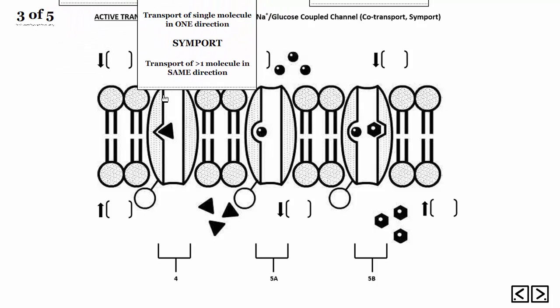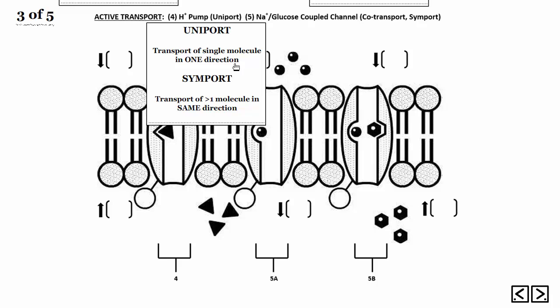So the first one is the hydrogen pump, and this is an example of uniport, transport of a single molecule in one direction. And symport will refer to the second model, which is transport in the same direction, but we're going to be moving more than one molecule.